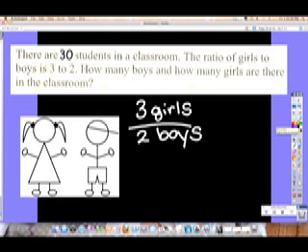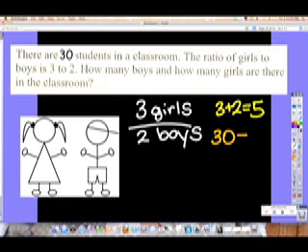So how many groups are there? There's 6 groups. But there's 6 groups with 3 girls in each group, and there's 6 groups with 2 boys in each group. So Caitlin, finish it for us. What would we do with that 6? How's that helpful? Perfect. Just times it by these ones. So here we go. 3 times 6, how many girls? I agree. Make sure you put girls on there though. And then 2 times 6, how many boys?